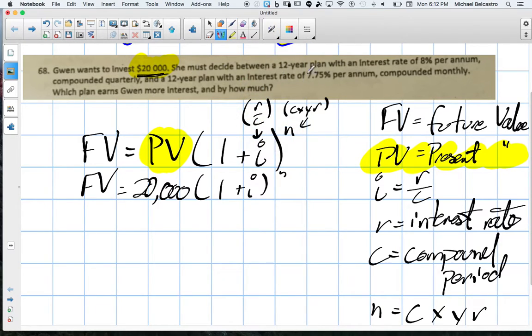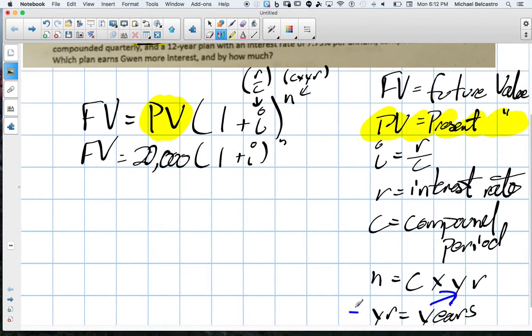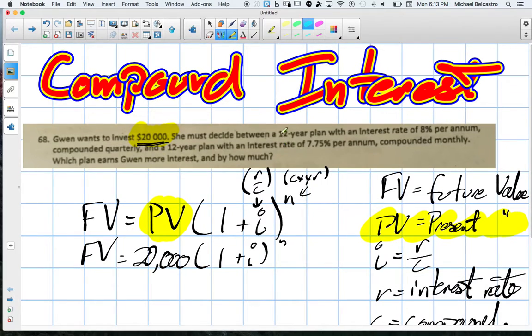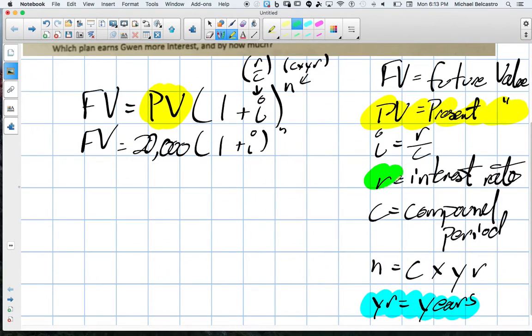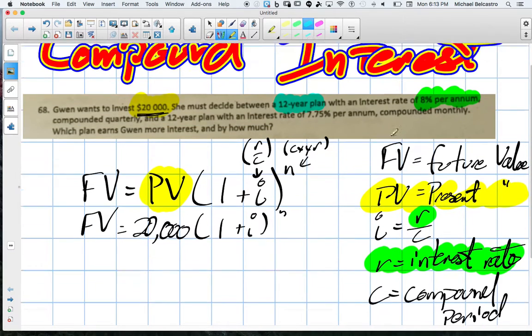The next thing they told us is she's going to have a 12-year plan. Well, that is going to be the number of years, so your YR. So we can highlight that. Years is going to be equal to 12. But YR doesn't give us enough. We're also going to need to know the compound period along with that. So keep reading here. With an interest rate, okay, we're actually looking for compound period next, but I can also write this in. Interest rate, highlight that in blue, there's 8% per year. Interest rate is actually the R value, which is again a piece of this formula. Just like years is a piece of that N formula, R is a piece of that I formula.